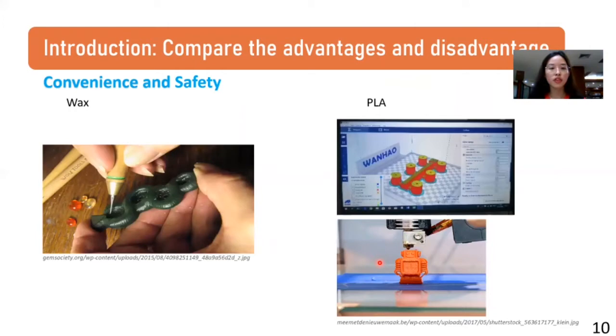In terms of convenience and safety, lost wax casting is often used on workpieces by people that do not require much detail, and it has a long process. But lost PLA casting has a shortened process and gives more detailed and accurate workpieces from a machine.